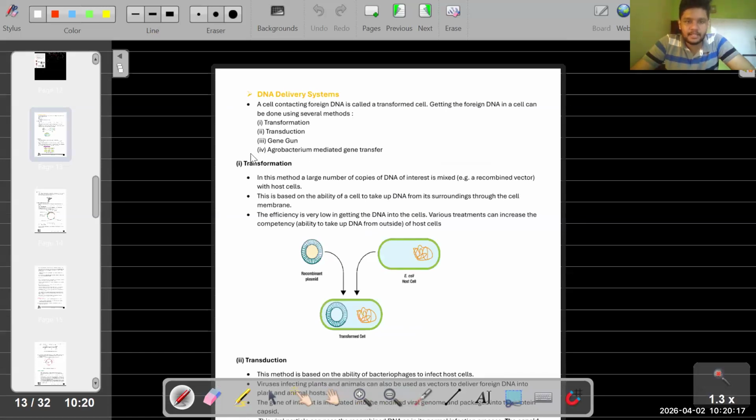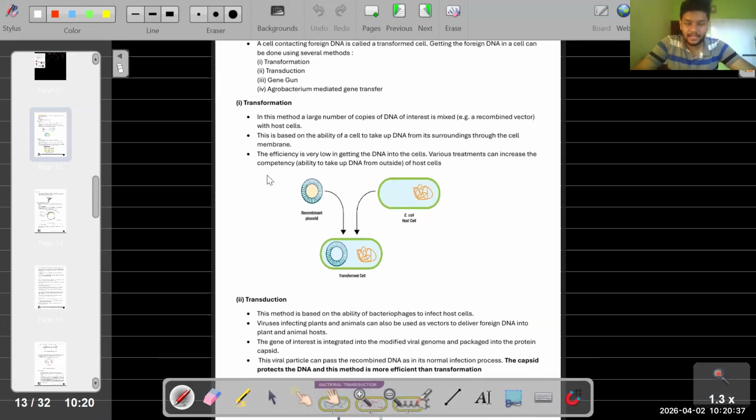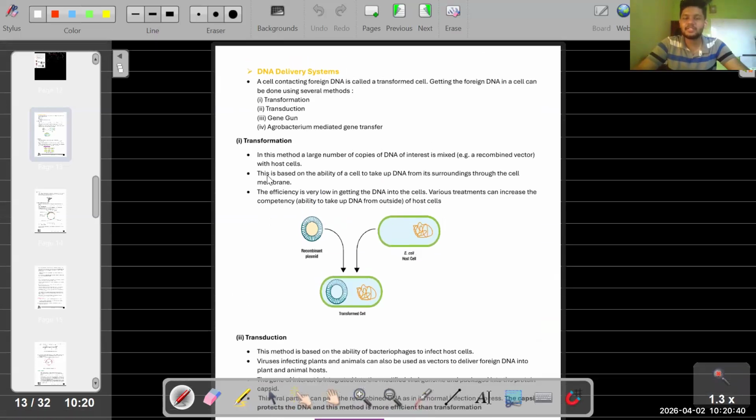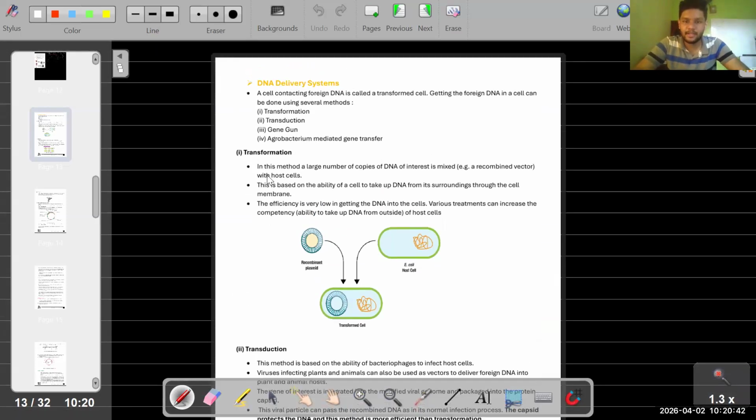So simply, transformation is one of the types through which we can deliver DNA into a host cell. So much time we spent learning transformation, right? Transformation is one type of transferring DNA into a host cell, and there are multiple types. I think you were thinking that transformation is the only way through which DNA can be transferred, using a vector. But that is not the case.